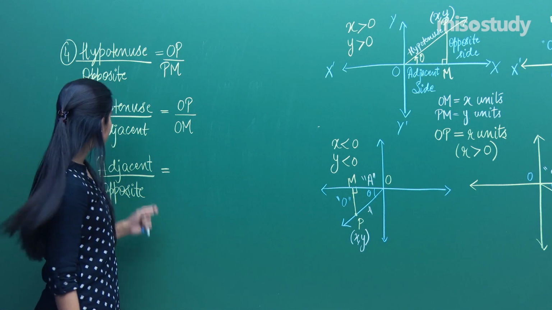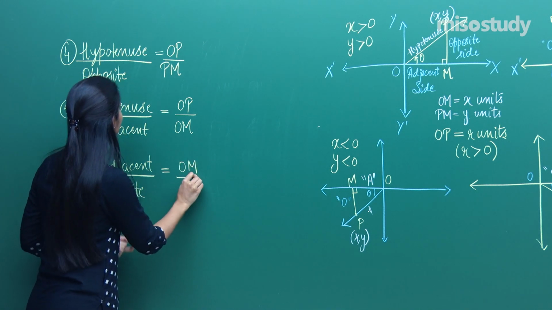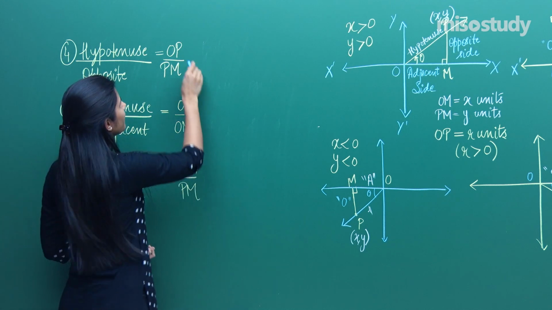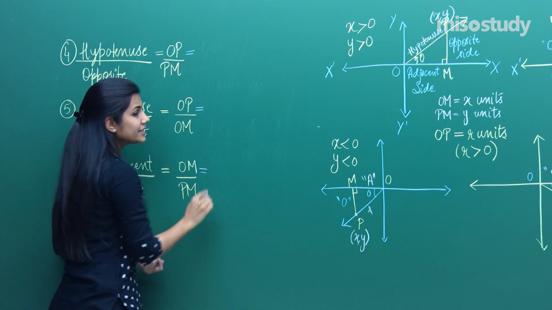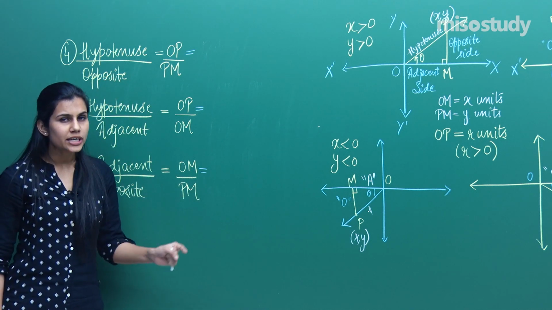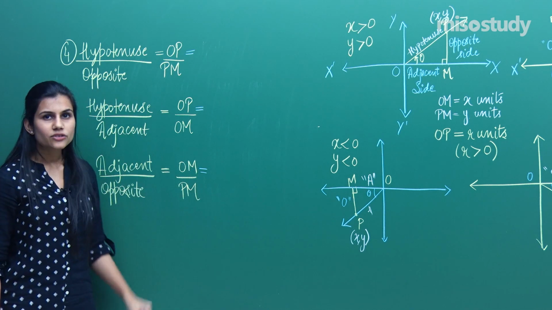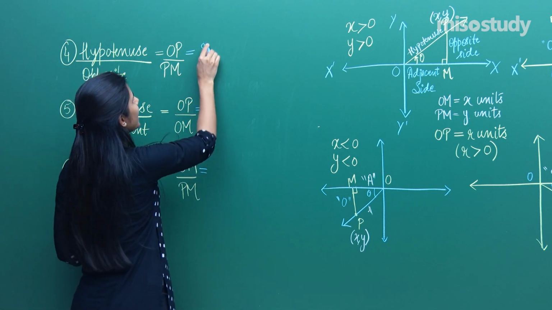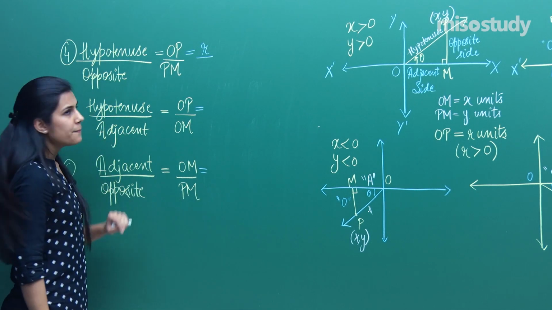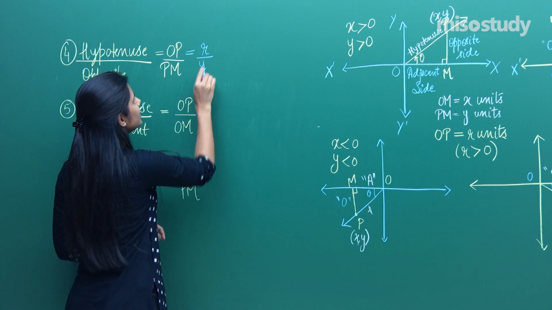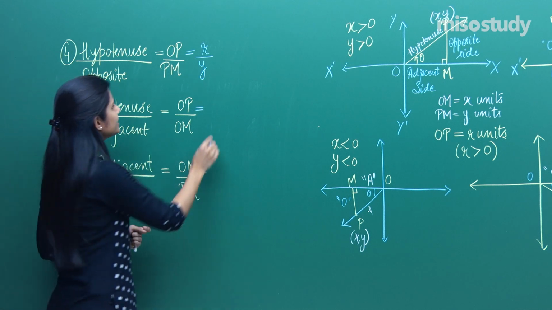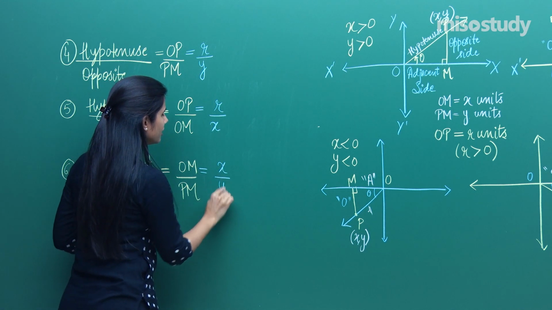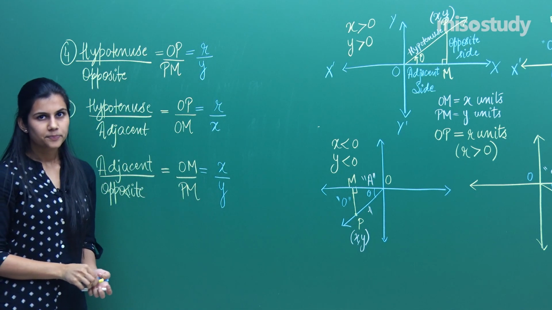And what is the adjacent side? It is OM. And what is the opposite side? It is PM. And then if I write it in terms of the lengths of the sides, the three sides of the right triangle, what are these ratios going to turn out to be? Well, OP, which is the hypotenuse, has the length R, and PM, which is the opposite side, has the length Y. Similarly, this happens to be R upon X and this happens to be X upon Y.